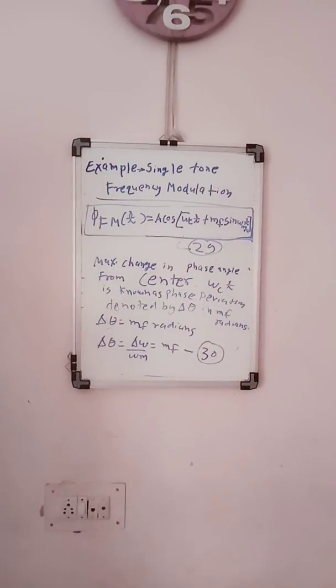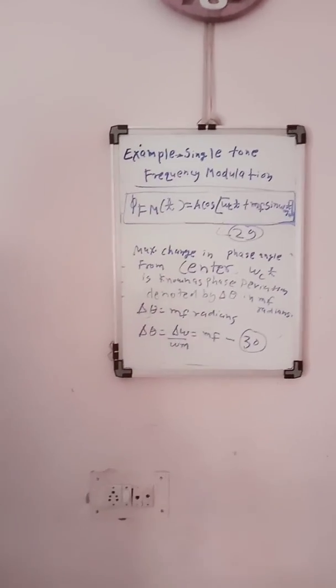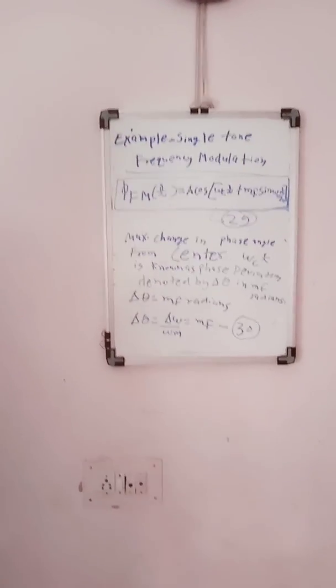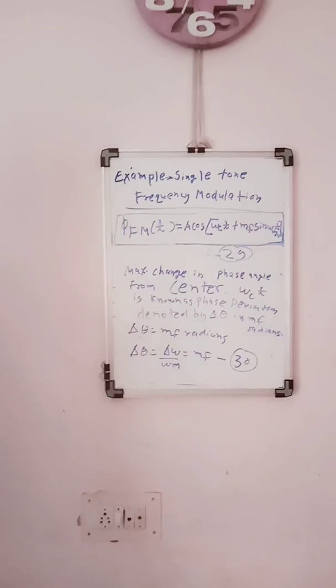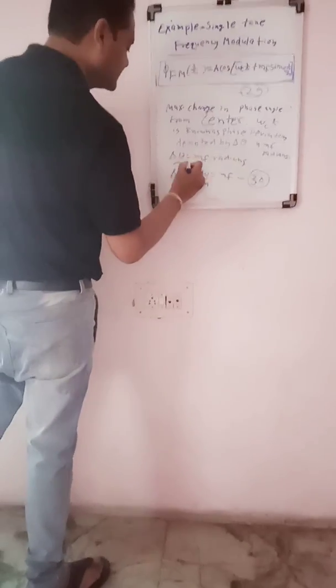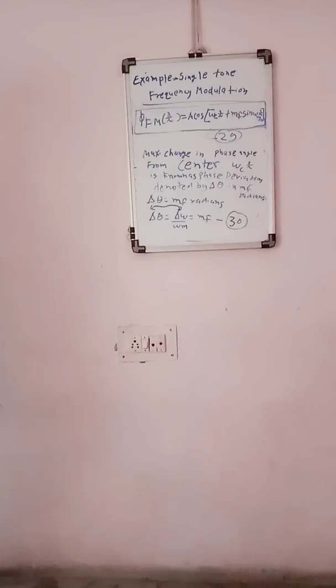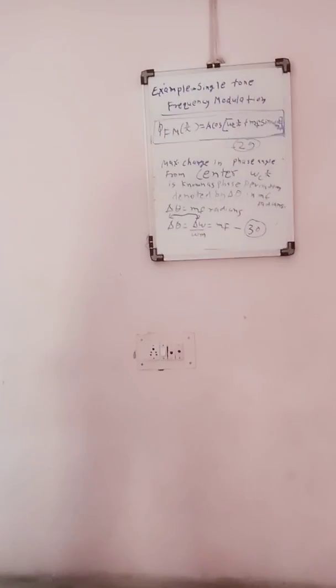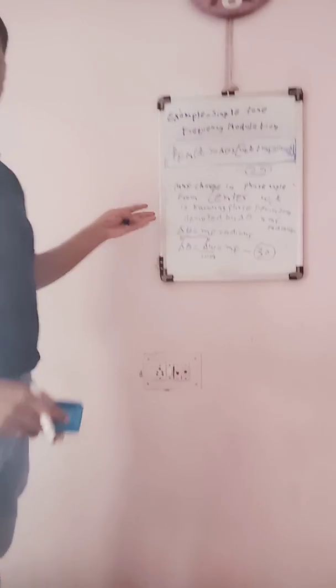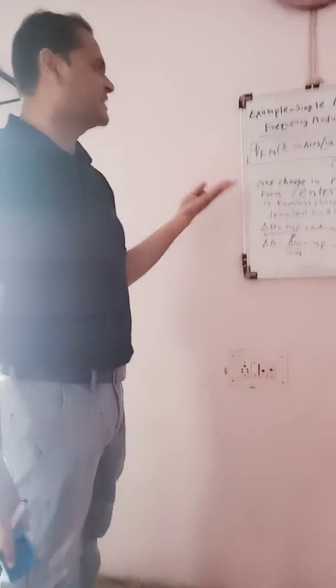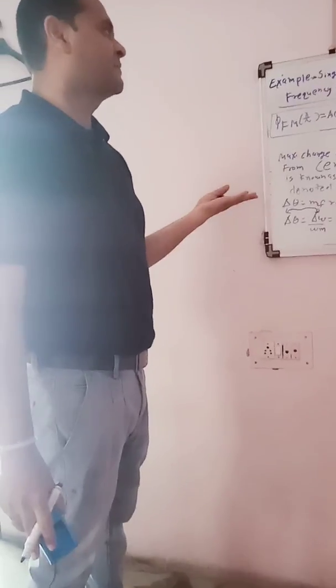If you want to find the relation between the phase deviation and frequency deviation, we have to put the value of MF, which is the modulation index. When I put the value of modulation index, delta omega upon omega m, I get the relation between these two things. It is directly proportional, so the phase deviation is directly proportional to the frequency deviation. Get it?